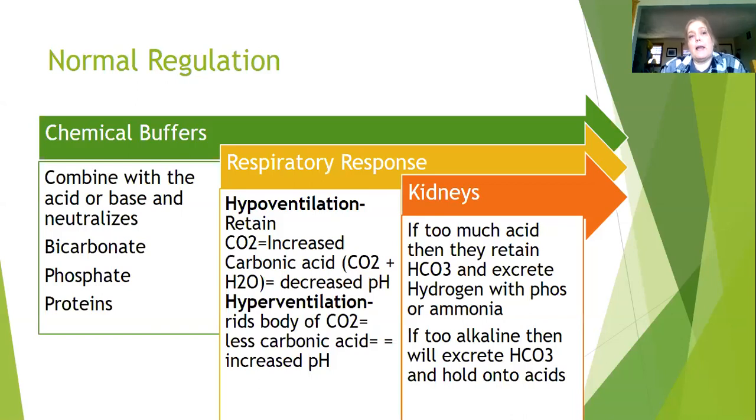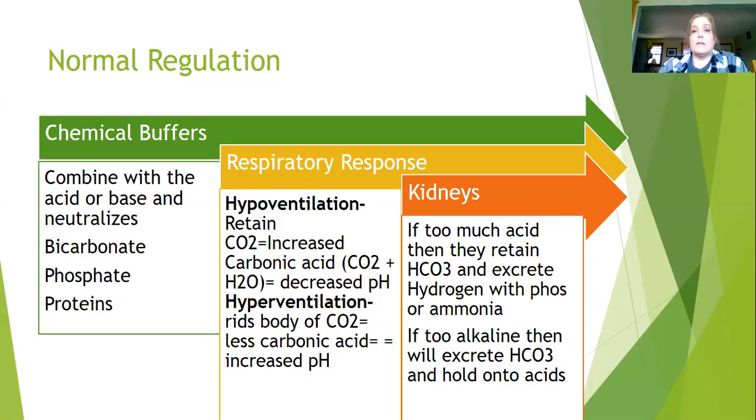So normal body response. When we have something that occurs to throw off the acid-base balance, the first thing that happens is chemical buffers. Things like bicarbonate, phosphate, proteins will come out and bind to the acids or bases and neutralize them. That is the first response. Usually you and I are doing that all the time. Our pH actually is maintained, okay?